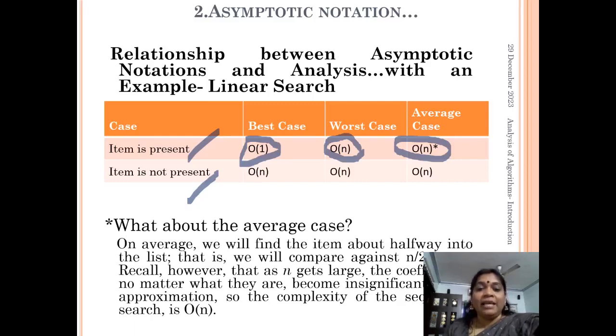Then consider the next case, item is not present in the list. For the not present case, in all the cases you will get big O of n as the time complexity. Why is this big O of n? We have to go through all the elements, and only then will we know that the element is not present in the list, so all the elements, given by n, are checked. So the time complexity of all the cases will be big O of n. Up to this we have covered the time complexity of the linear search algorithm.